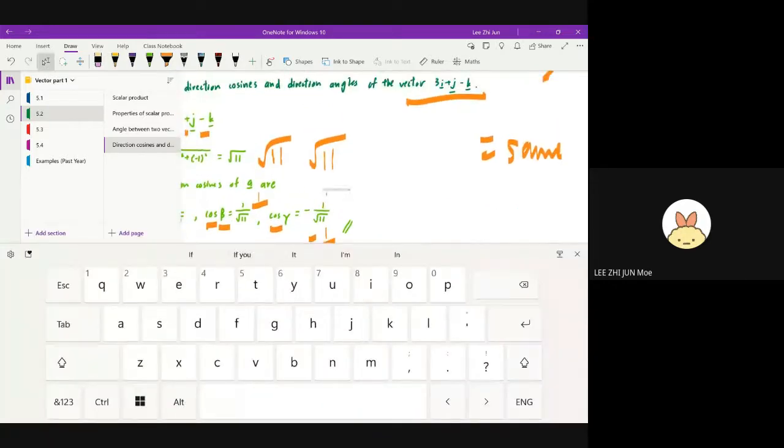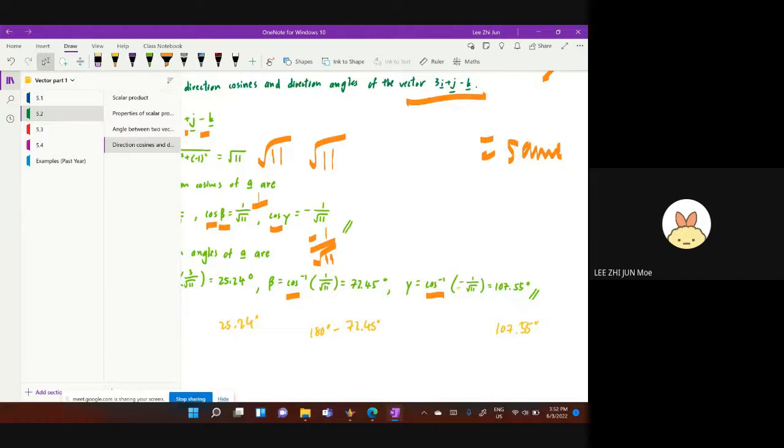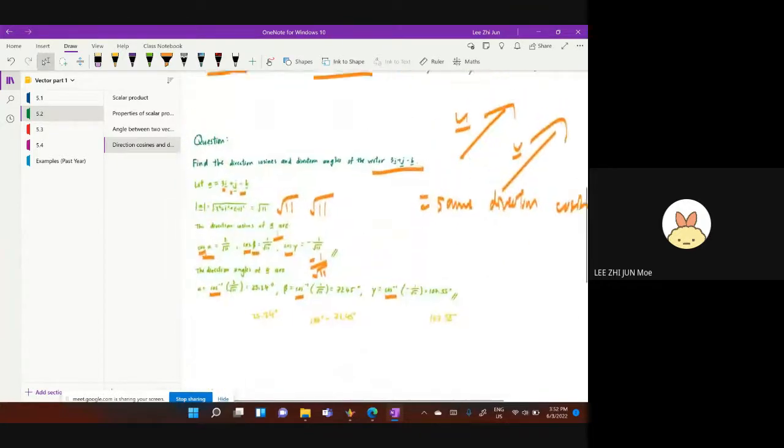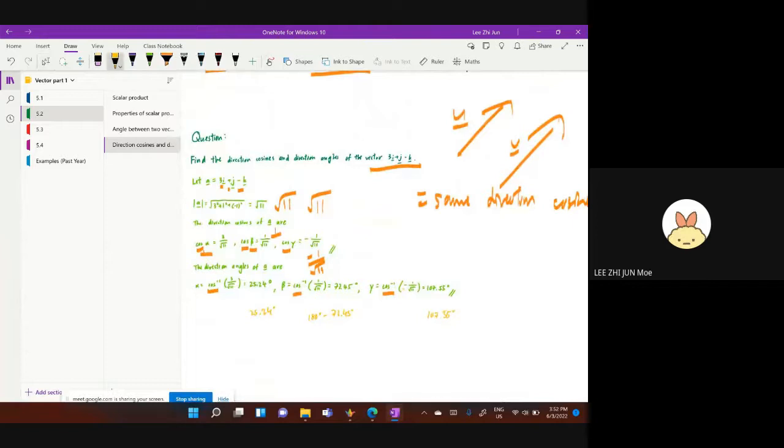It's just like that. The theory is complicated, but mostly the question will ask like this only. Very straightforward. It asks you to find the direction cosines and direction angles, so don't get confused. So here's the end of 5.2, and we will proceed to 5.3.